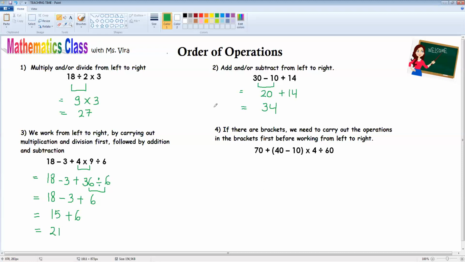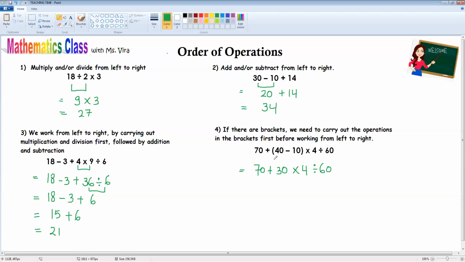Rule number 4, if there are brackets, we need to carry out the operations in the brackets first before working from left to right. So, you see, this mathematics problem has a bracket. So we need to work the operation in the brackets first. We write it: 70 plus 40 minus 10, it's 30, times 4 divided by 60.